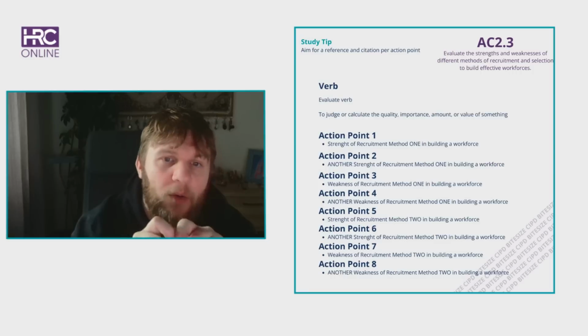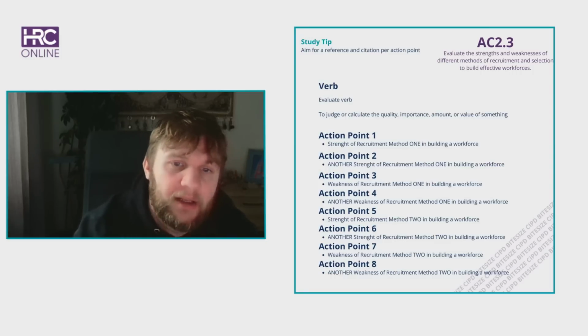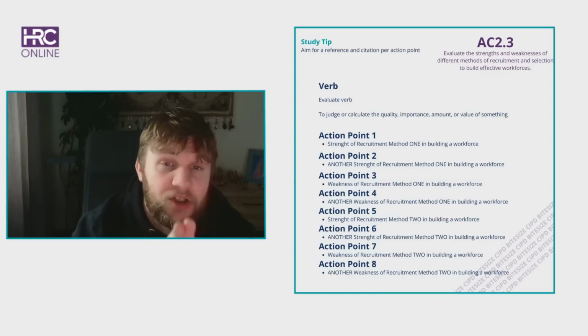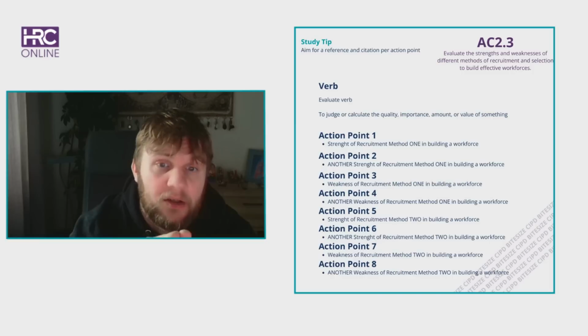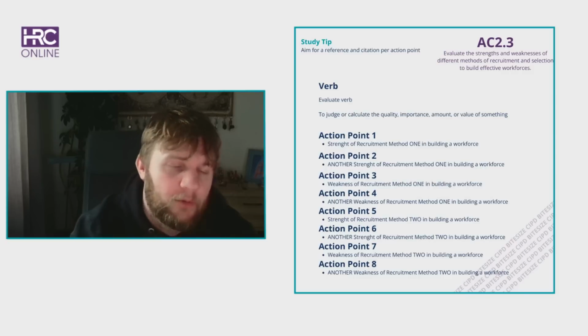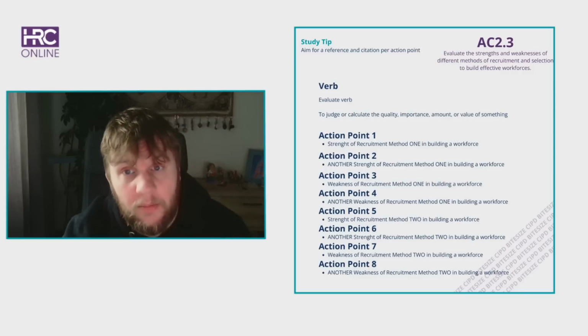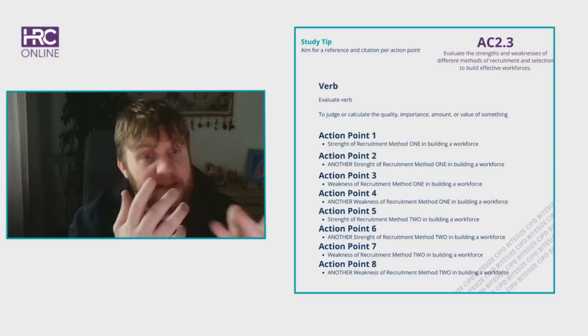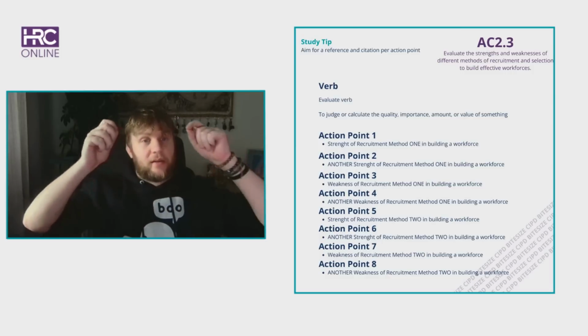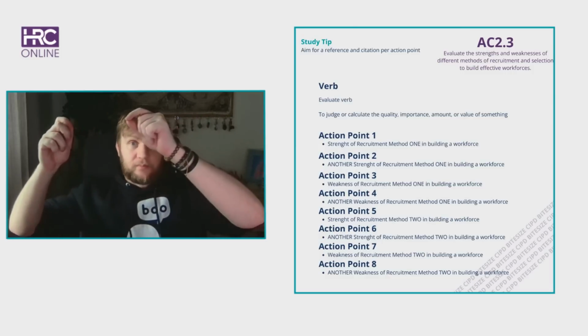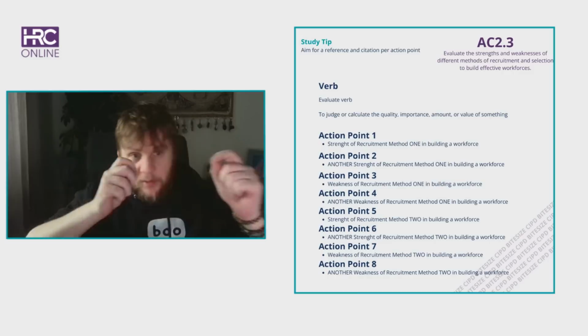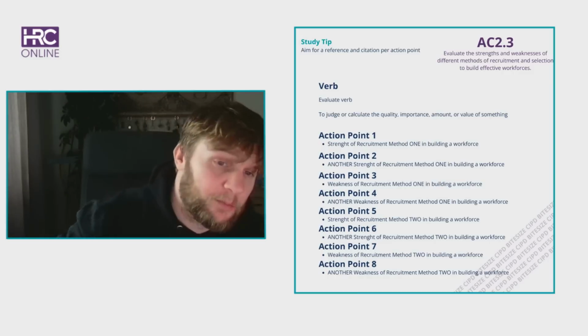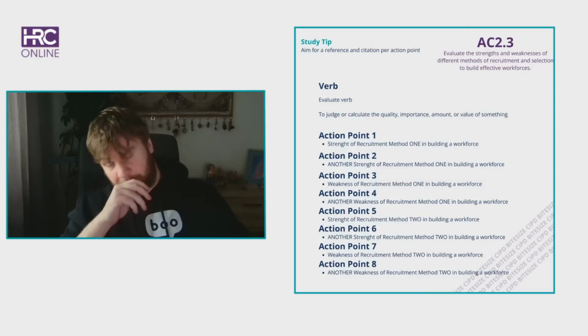Strengths, another strength; weakness, another weakness; strength, weakness, weakness. And remember the cheeky S's: strengths, weaknesses. So again, you might do strength of recruitment method 1 from a recruitment perspective, strength of recruitment method 1 from a selection perspective, because that's how you build it out. So strength, recruitment, strength, selection, strength, recruitment, strength, selection. Do it that way. Just build it out section by section, stuff like that.